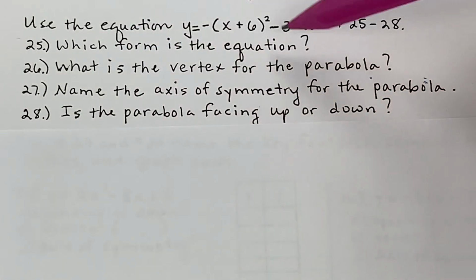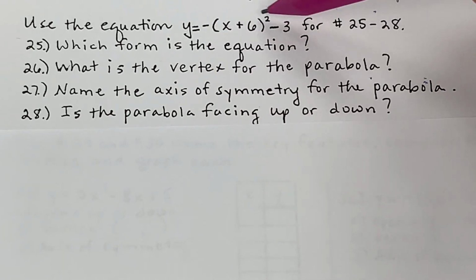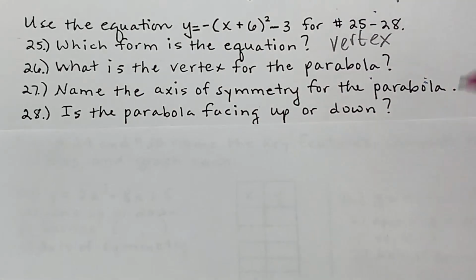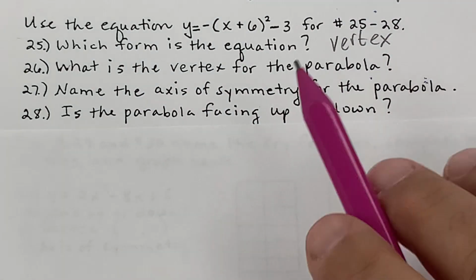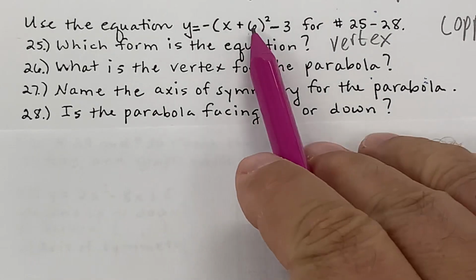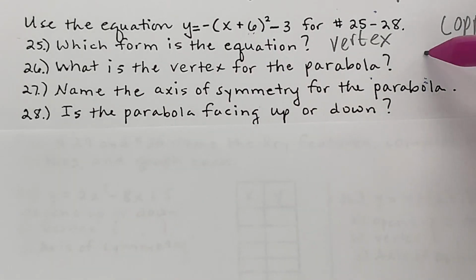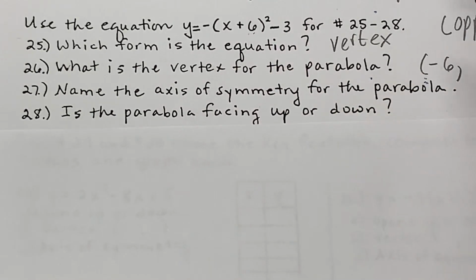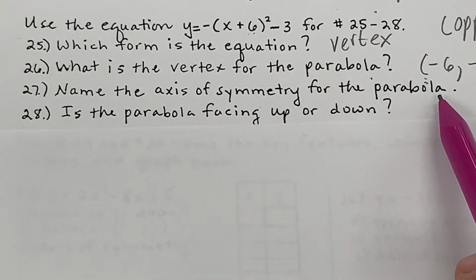Which form is the equation? So when it's in this form where it's got a quantity squared minus a digit, that's going to be vertex form. What is the vertex? I love when it's in vertex form. I just use this algorithm and I just say opposite, same. So the opposite of 6 is negative 6. The same as negative 3 is negative 3. So that's the vertex.